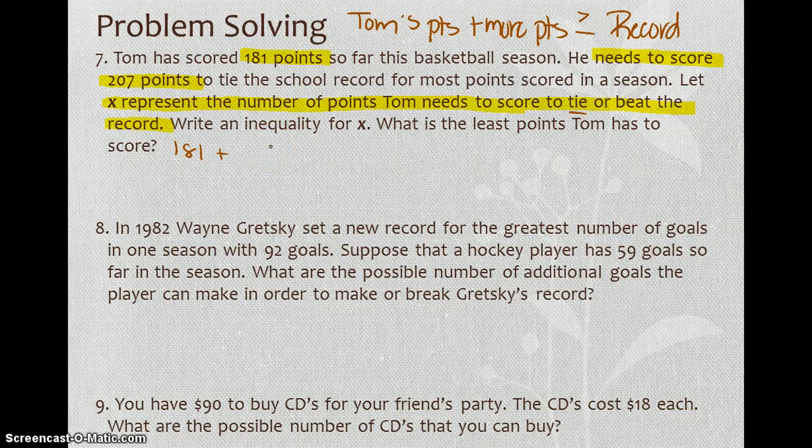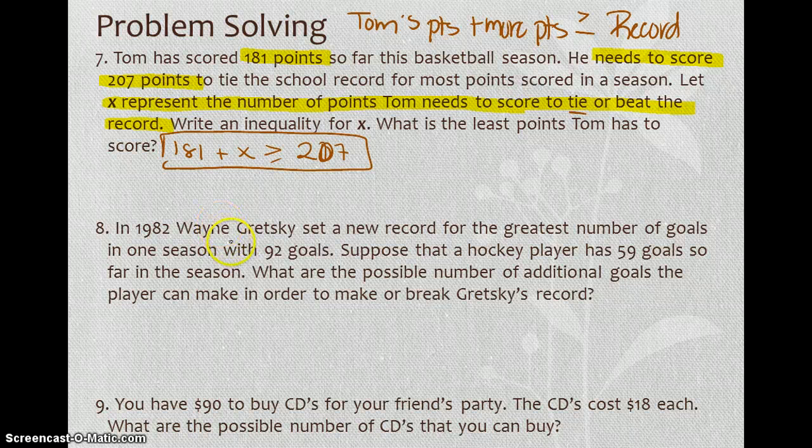Plus, how many more points does he need? Well, x represents the number of points Tom needs. So I'm going to put plus x has to be greater than or equal to the record. And for him, the record is 207 points. 207. So that's step 1 that they wanted me to do. I'm going to put a box around that because that's one of my answers.